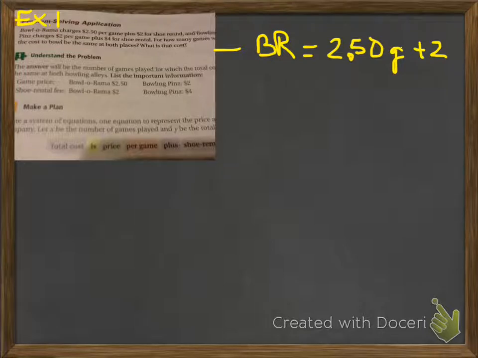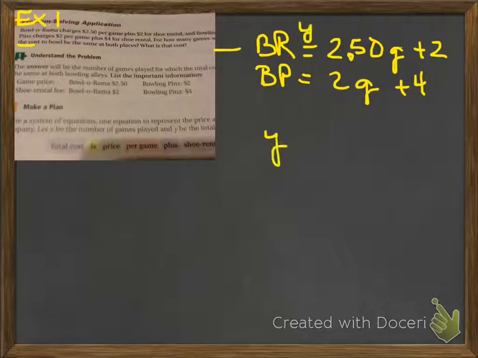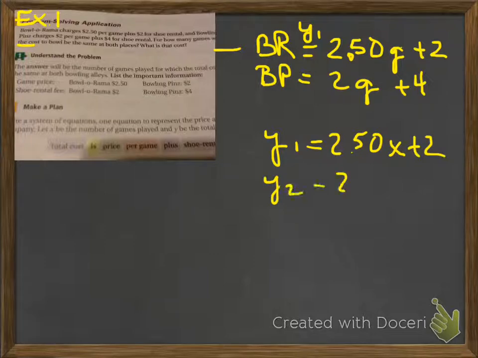Bowling Pins charges $2 per game. So they're a little bit cheaper per game, but they charge $4 for the shoe rental. So they charge a little bit more for the shoe rental. Now let's go ahead and convert that. You can kind of see this looks like an XY type thing where we could do this by graphing. So I'm going to go ahead and convert those to, say, Y and X.